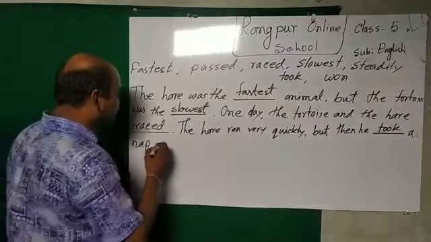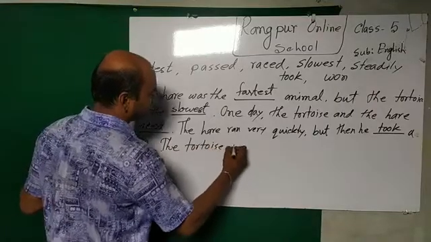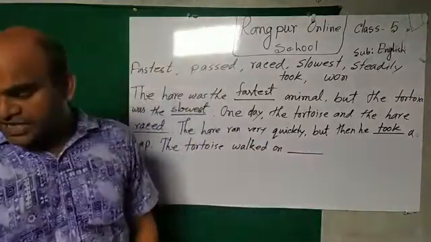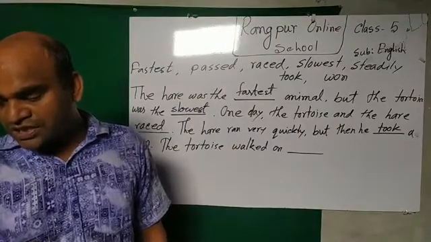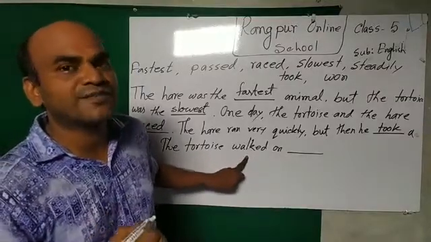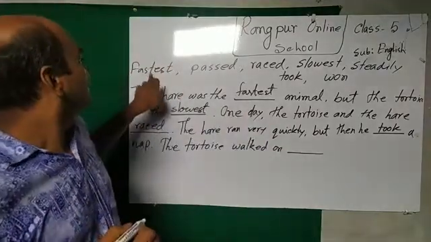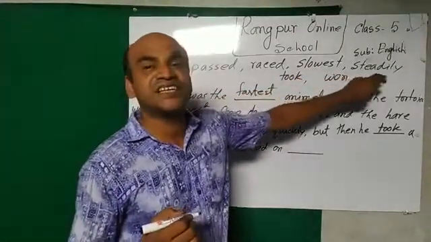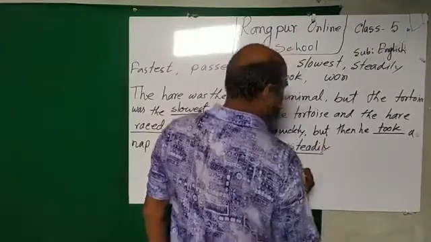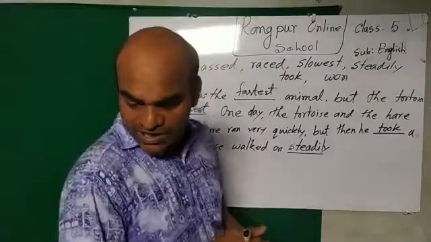The tortoise walked on dash. The tortoise walked on. This is the verb, so you need some adverb or adjective. Here it is the adverb. Fastest is gone, slowest is gone, so steadily. Walked on steadily.